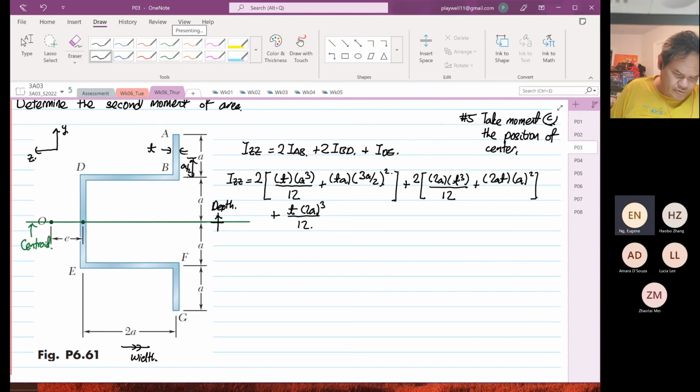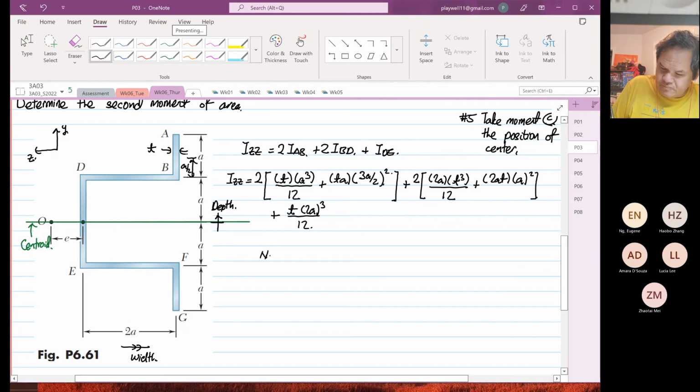Okay, now for this equation over here, I want to mention something. So note that A, okay, the distance A is a lot greater than T. Okay, it's a lot greater. I repeat that A is a lot greater than T. So this is now.